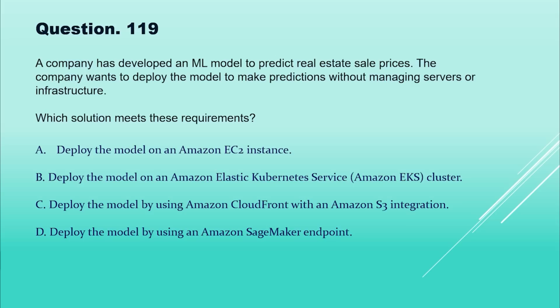Now let me reveal the correct answer here. The correct answer here will be option D. Deploy the model by using an Amazon SageMaker endpoint. Because deploying a model using an Amazon SageMaker endpoint allows the company to make predictions without needing to manage servers or infrastructure. And Amazon SageMaker automatically handles the provisioning of resources, scaling and maintenance, making it an ideal solution for production grade ML deployment. Now the last question of this video, that is question number 120.